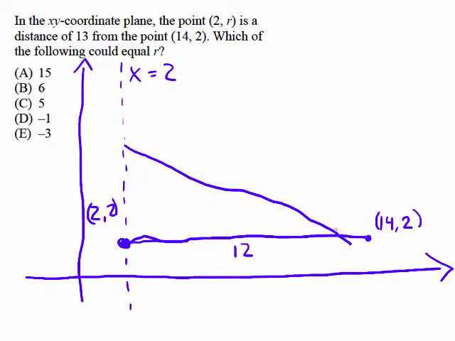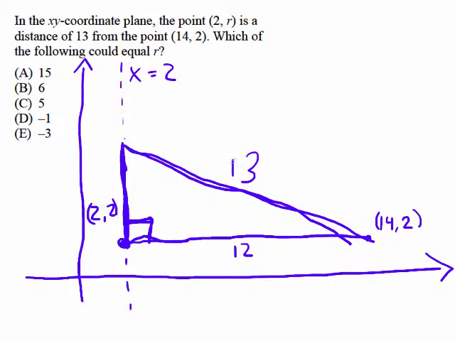Now, we're going to have some point. Oh man, I wish I could draw. I'm sorry about that. Let's try that one more time. That's a little better. We're going to have some point that is 13 away from (14, 2) and is on this x equals 2 line. Well, look what I just made. I just made a right triangle, didn't I? I sure did. And the right triangle has one leg of 12 and a hypotenuse of 13.